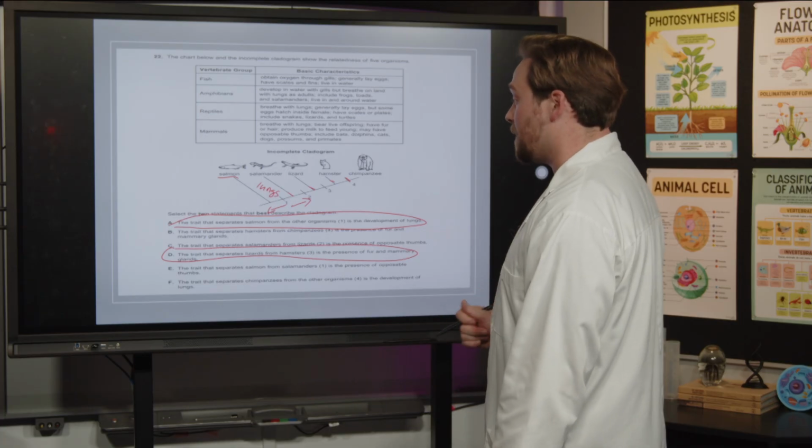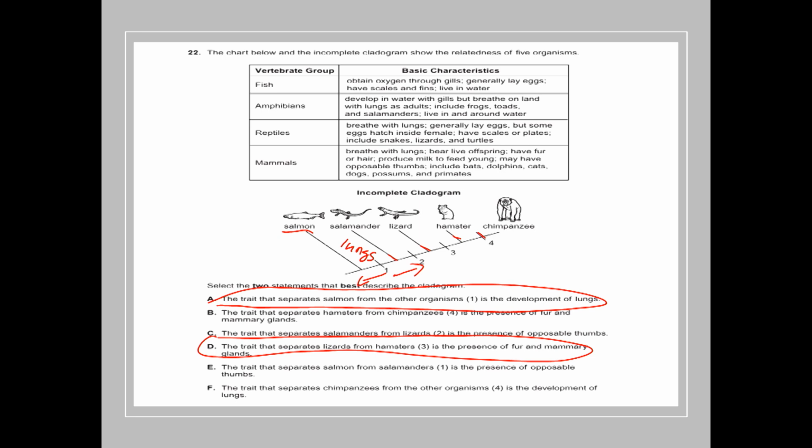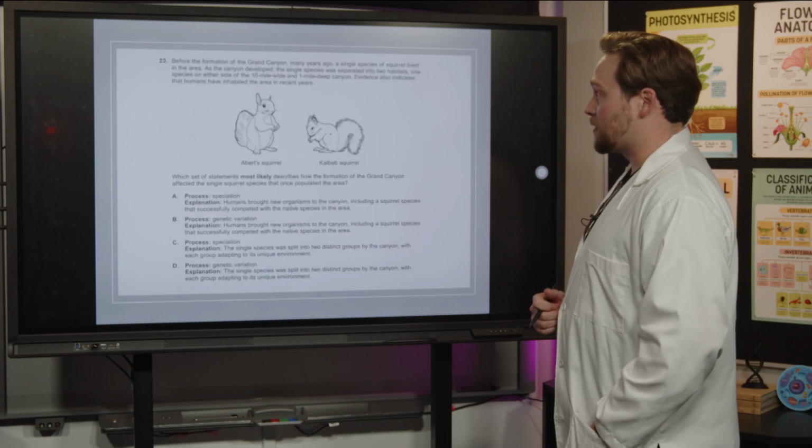Let's look at letter D. The trait that separates lizards from hamsters is the presence of fur and mammary glands. So again, how this works, if we put fur and mammary glands right here at number 3, we just want to ask ourselves, everything to the left of 3 does not have hair and mammary glands, and everything to the right would. Hamsters and chimpanzees do have fur and mammary glands. So these 2 are going to be the correct answer for that one. Great work. Let's move on to the next one.